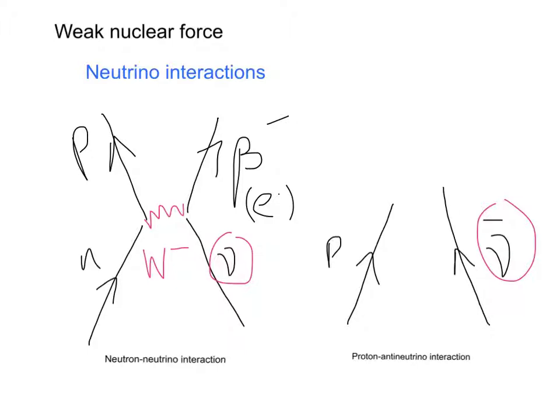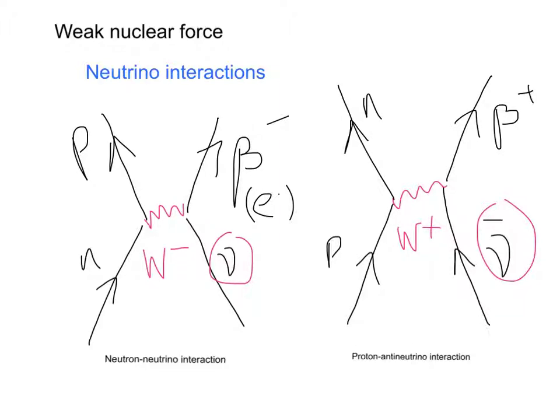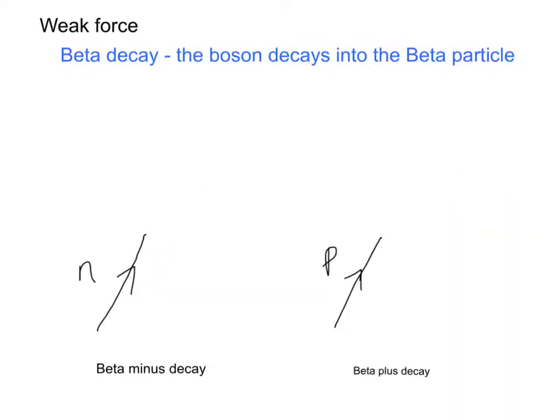On the right-hand side, we've got the proton and antineutrino interaction. This time, we have a W plus boson, the exchange particle of the weak nuclear force, and this time the proton turns into a neutron and the antineutrino results in a positron. Okay, so again, if you look at the charge, below is positive and above is also positive.